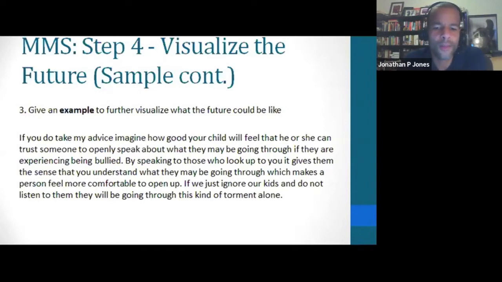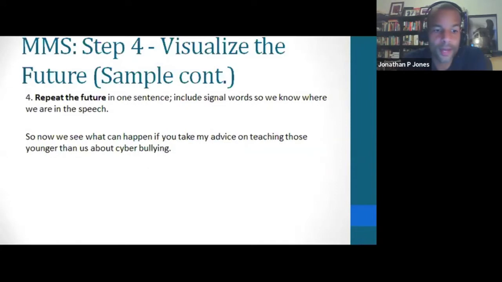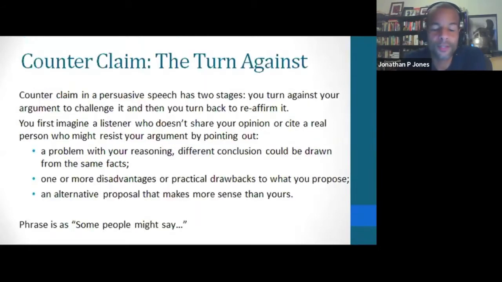By speaking to those who look up to you, it gives them a sense that you understand what they may be going through, which makes a person feel more comfortable to open up, etc. Repeat it. So now we see what can happen if you take my advice on teaching those younger than us about cyberbullying. Great. Counterclaim, the turn against.